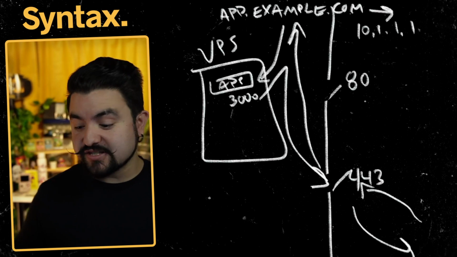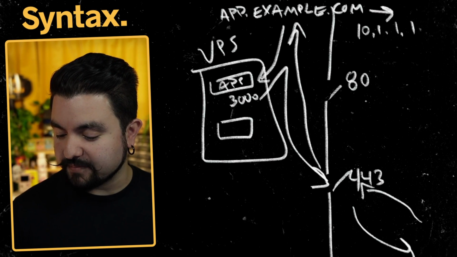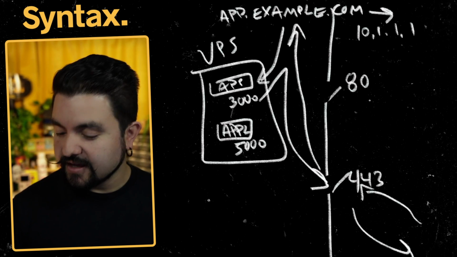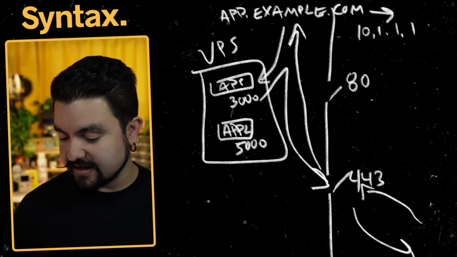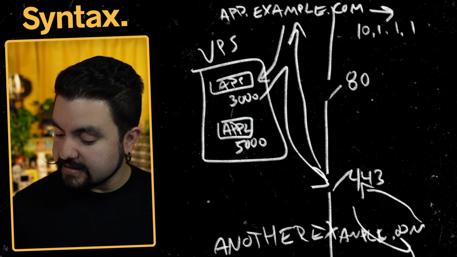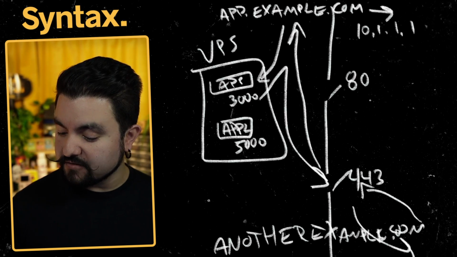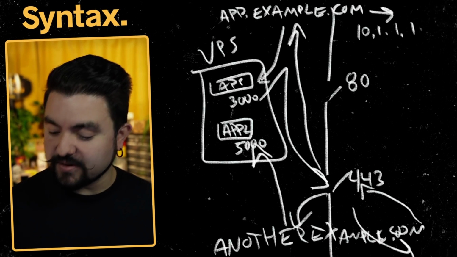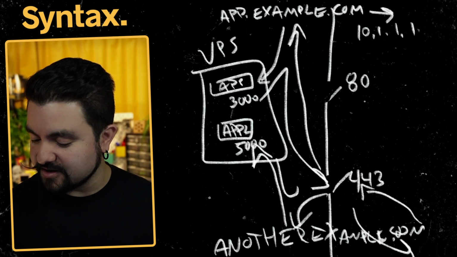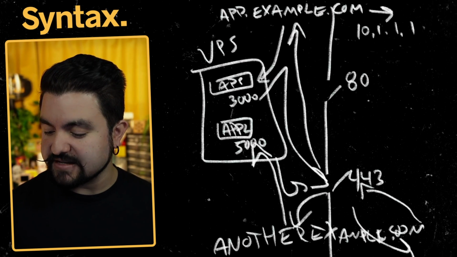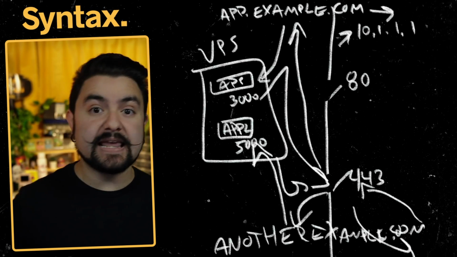And what's nice is you can actually set up multiple of these. So if you had another app running, let's call this app 2, and it's running on port 5000, you could have another domain, let's say another-example.com. And you set up the config that says when a request comes to another-example.com, forward that request to the app running on port 5000. And so then you have that reverse proxy there. And another-example.com, for instance, would also have a DNS record pointed to that same IP address.